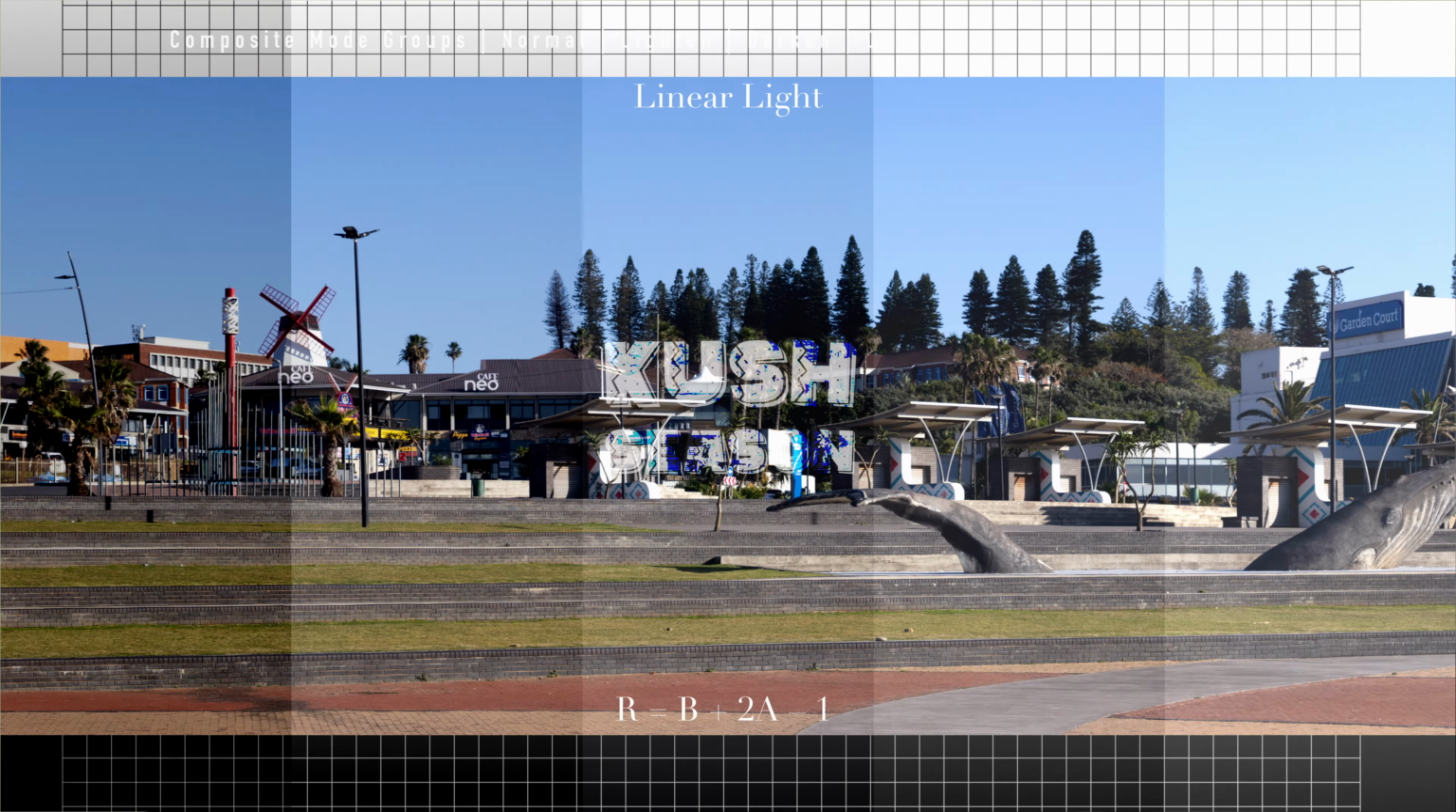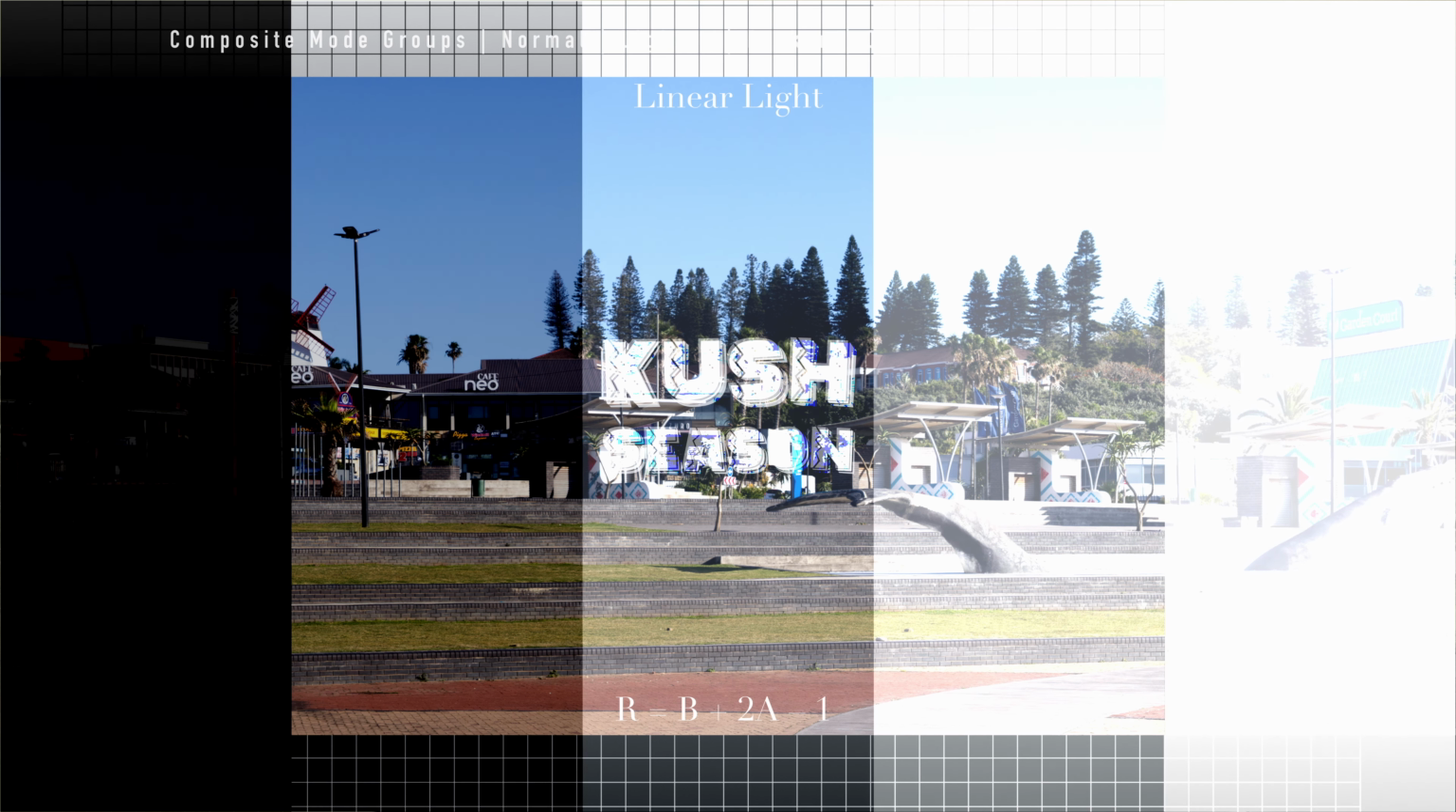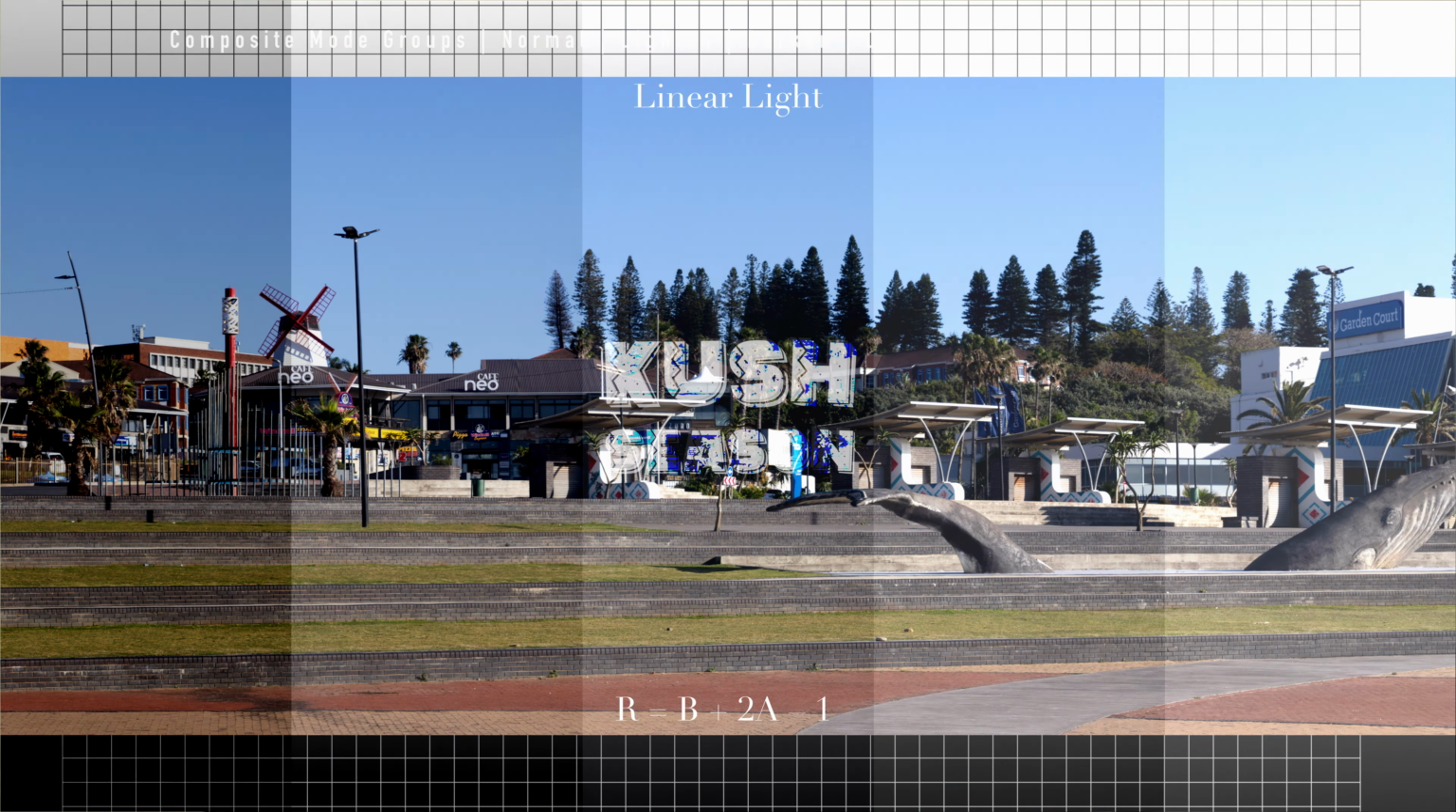Linear light. Basically it's a linear operation, but it adds the value of your B, your base layer, to the value of your A, your plane layer, and then adds 1 on top of that. And so your intensity, or how much it is applied, will depend very much on your plane layer.